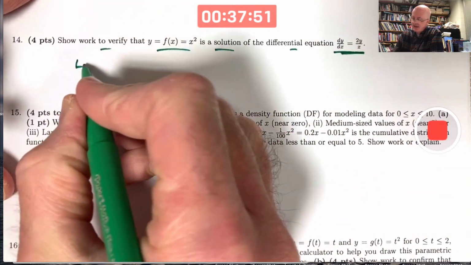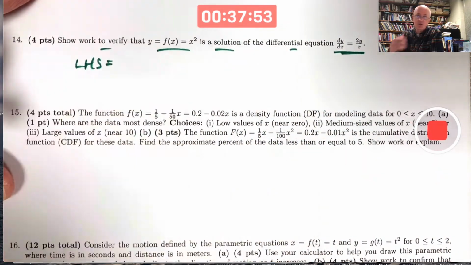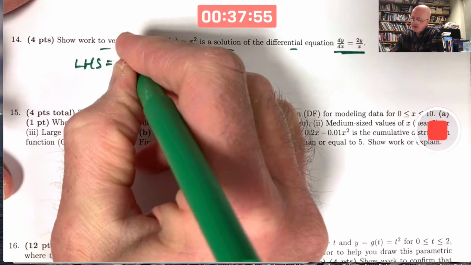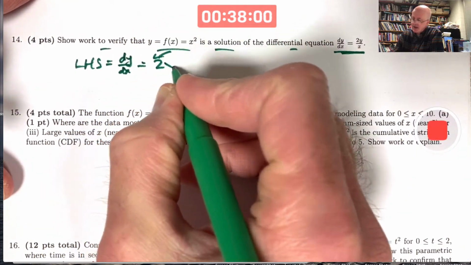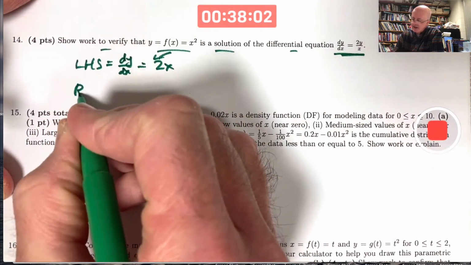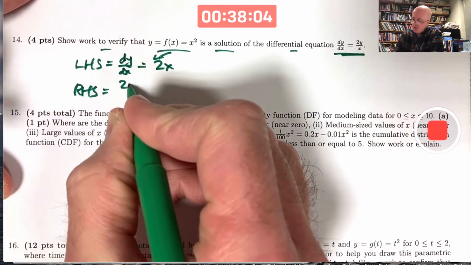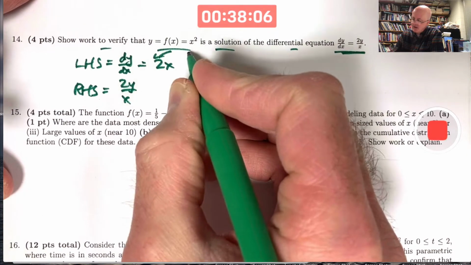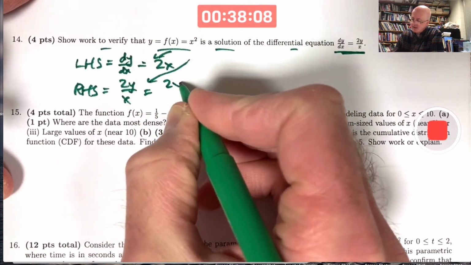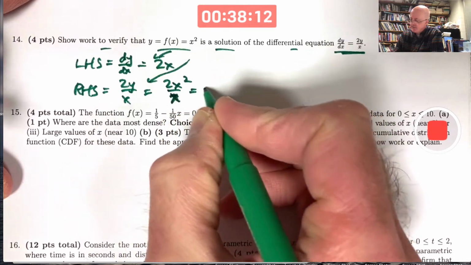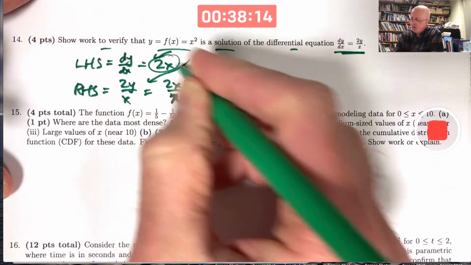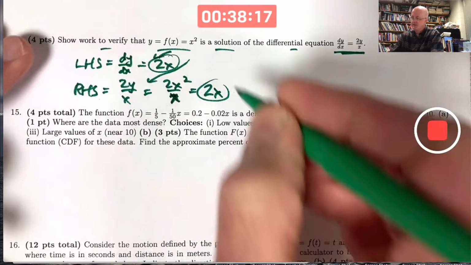So the left-hand side, LHS, and this is true in general for differential equations, is dy dx. And for this function, that simplifies to 2x. And the right-hand side is 2y over x. And for this function, that's 2x squared over x, which, at least if x is not 0, simplifies to the same thing. And we won't worry about what happens when x is 0. These are the same.